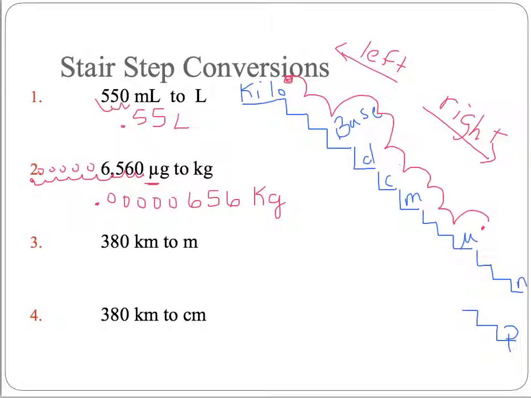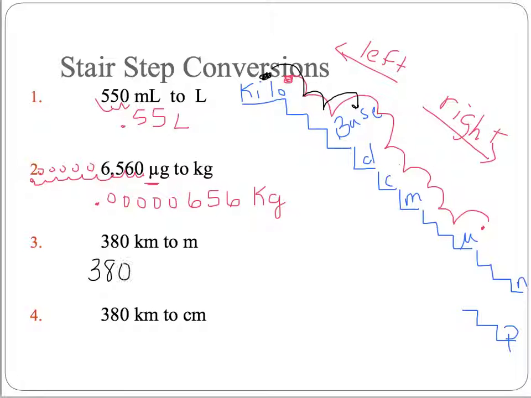Okay, so I can't get it to erase, so I'm going to use a different color. I'll use black this time. This time I have 380 kilometers, and I want to go to meters. So I am at this black dot up there. I'm at kilo, and I want to go to meters. Meters is no prefix, so that means I'm going to base. So I am moving 1, 2, 3 places down the stair step, so 3 places to the right.